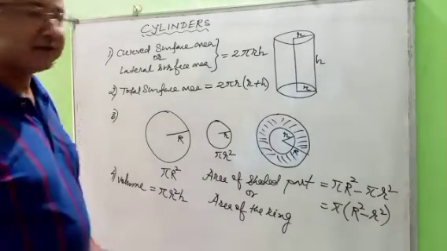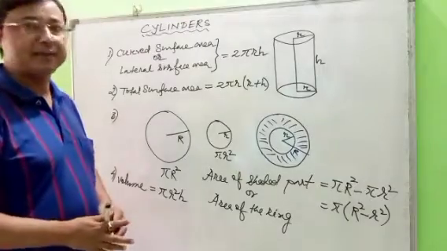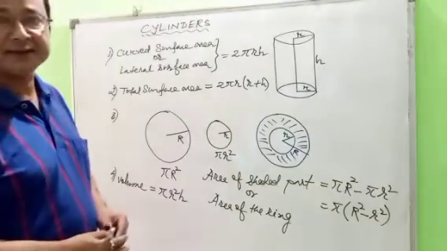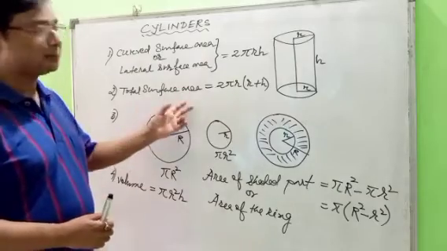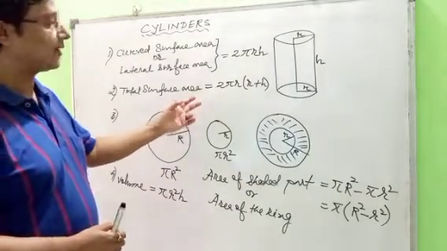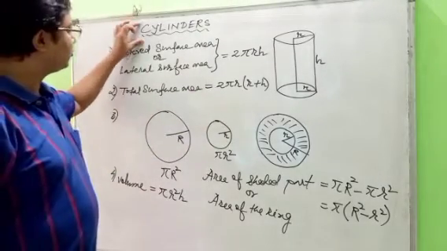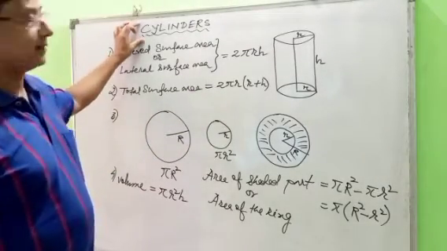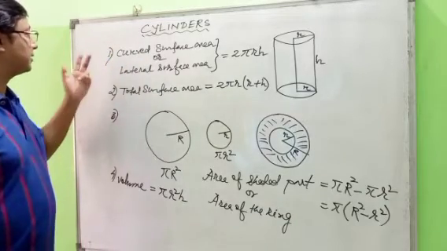Okay, good morning children. In today's class, you are going to learn about cylinders, which you have learned in class 8. In the last class, you learned about cubes and cuboids, regarding their surface areas and volumes. Today you are going to learn about the cylinder. There are some formulae, so let us take one.